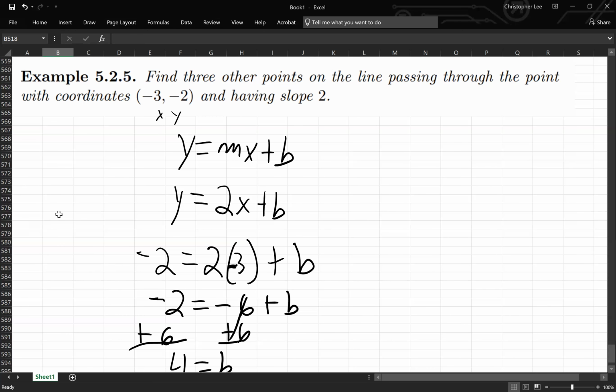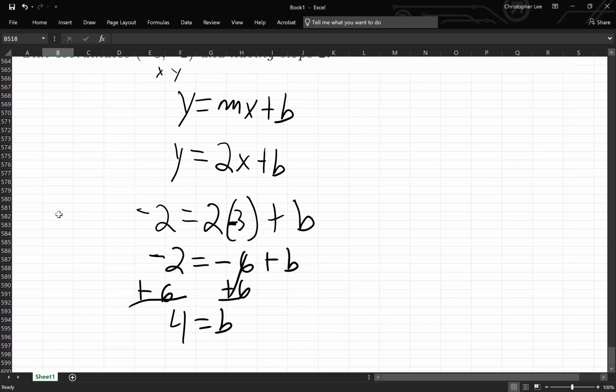It's just an easier way of doing it. You could do it other ways. Because of the m, oh, but m is the slope.